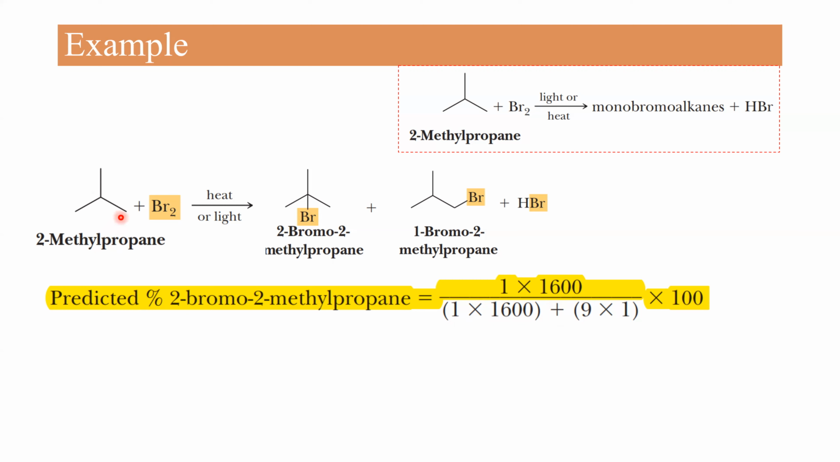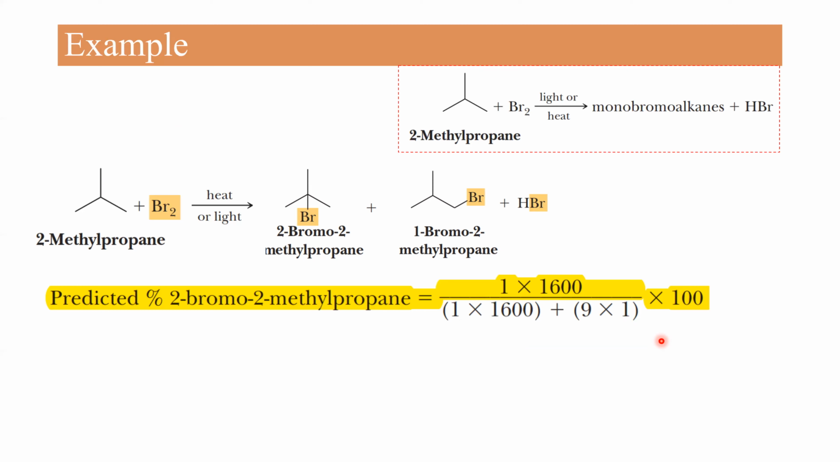In total, there are 9 primary protons. So 9 multiplied by 1. 1 is the regioselectivity value for the primary proton for bromine, and that is the same for chlorine and bromine, right? Now multiplying the whole of that figure by 100 to get the percentage of this product. So what would be your answer? You just have to calculate that. So that is 94%, right?